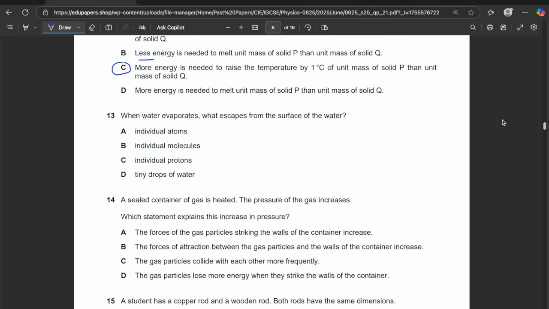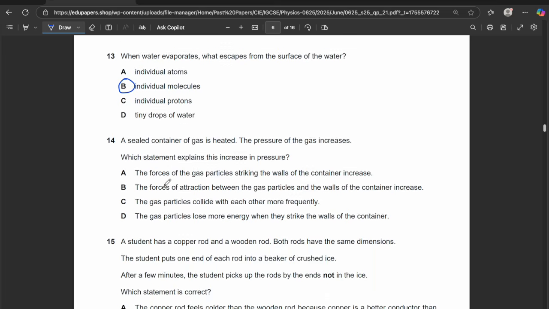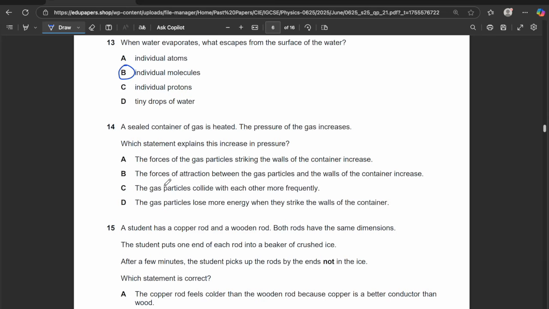13. When water evaporates, what escapes from the surface of the water? Individual molecules, B. We know that water molecules with high energy will escape. 14. A sealed container of gas is heated. The pressure of the gas increases. Which statement explains this increase in pressure? Because of the rise in temperature, the particles will collide with the walls of the container more frequently and with higher energy.